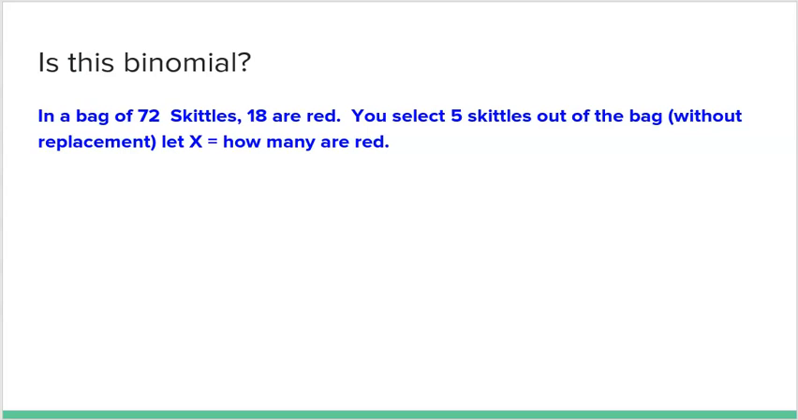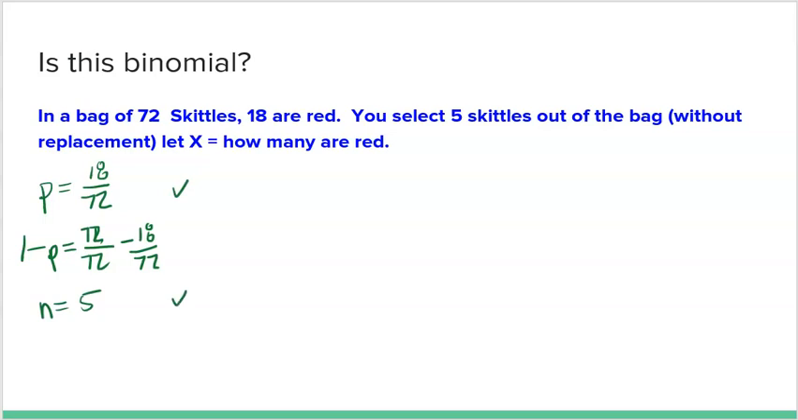All right, now what's the probability of getting a red Skittle? Well, 18 out of 72. What's the probability of not getting a red Skittle? It would just be the opposite of that: 1 minus the probability of success. If you're doing it mathematically, you would do 72 out of 72 minus 18 out of 72 to get the common denominator. But you get it. And I was given that I'm going to look at 5 Skittles. So the first two things that are important do seem to check out. Probability of success, 18 out of 72, and then sample size is 5.